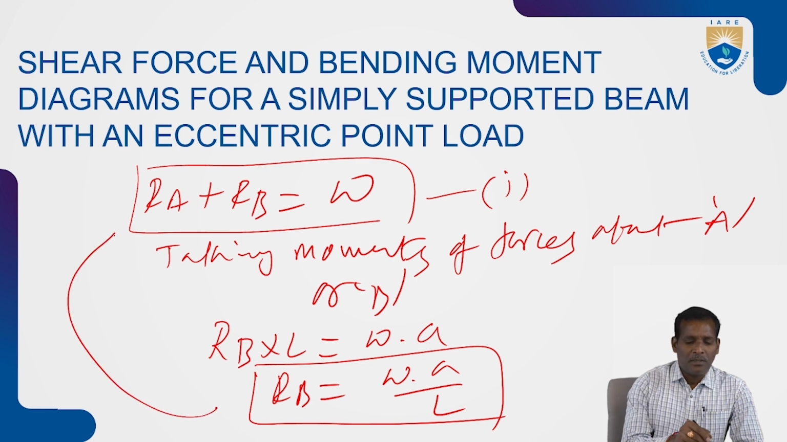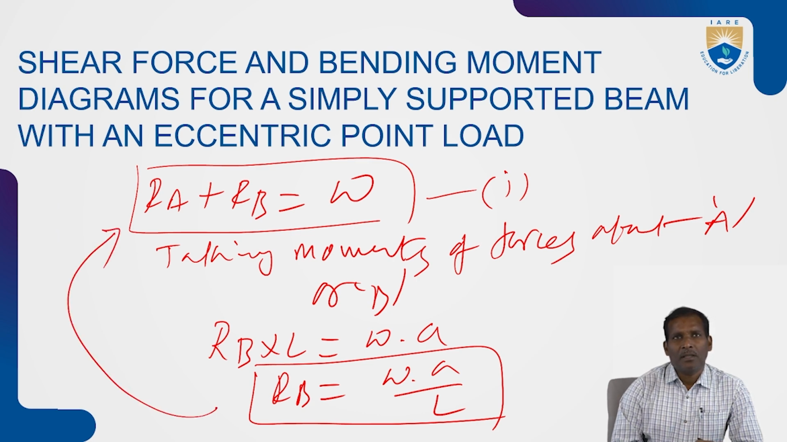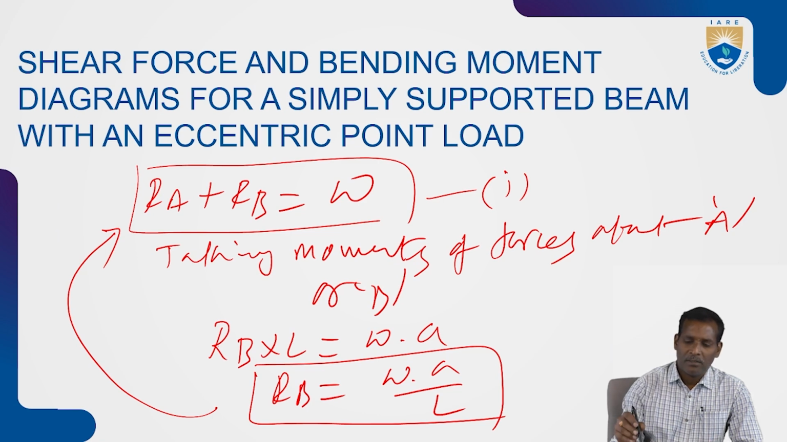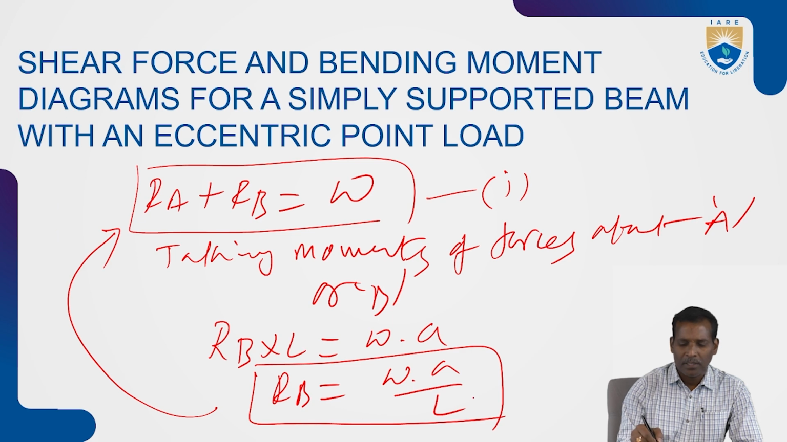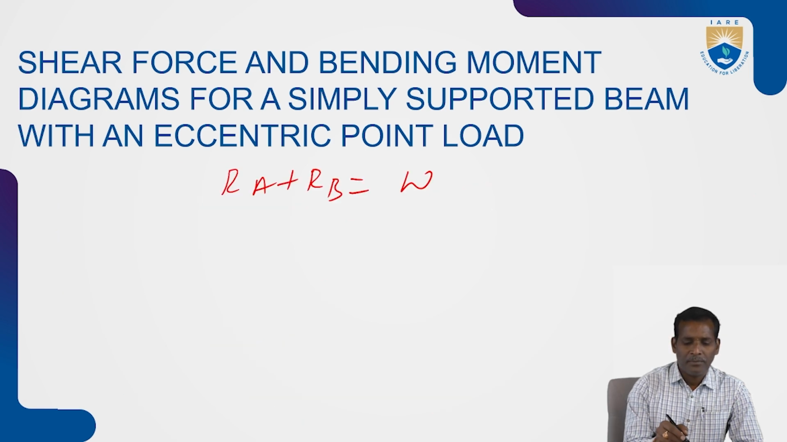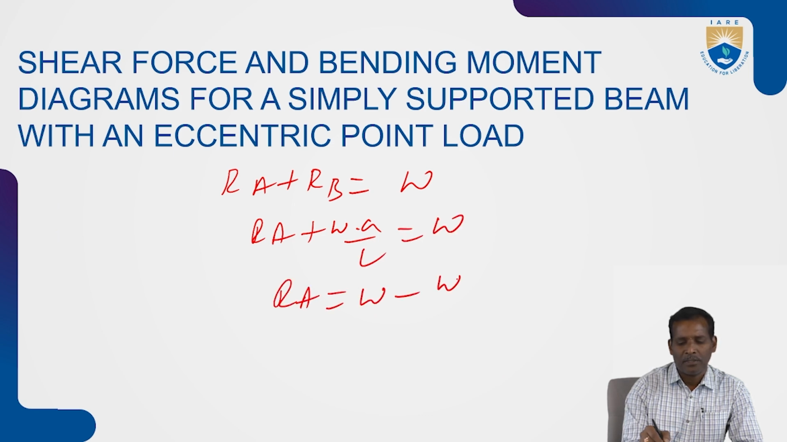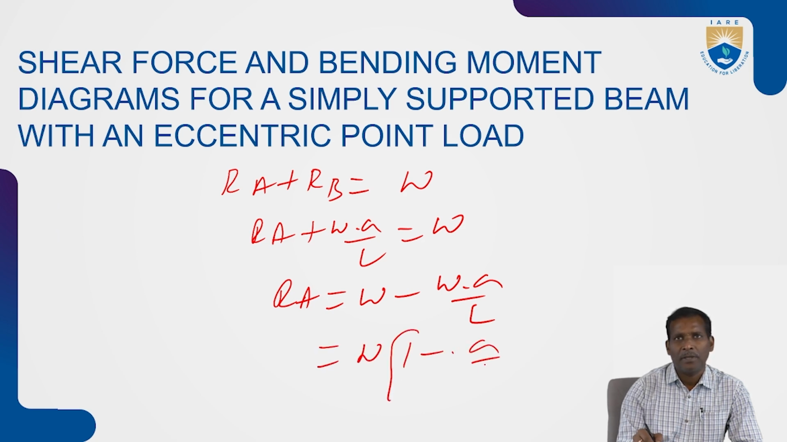So now substitute this value of RB in RA plus RB. We will get the RA value. How do you calculate? So RA plus RB is equal to W. RB we have already calculated by taking moments of forces about A, WA by L. So RA plus WA by L is equal to W. So RA is equal to W minus WA by L. So take common W outside. Here 1 minus A by L.